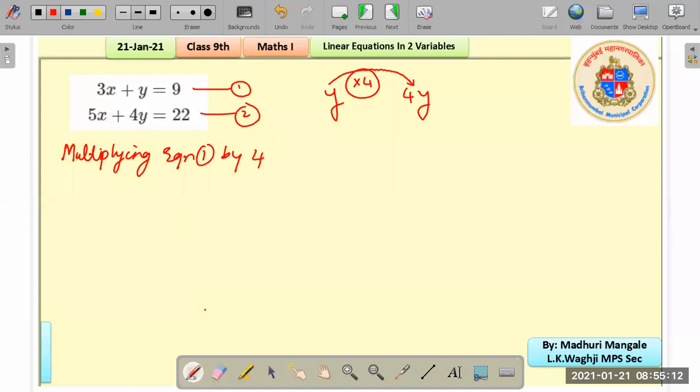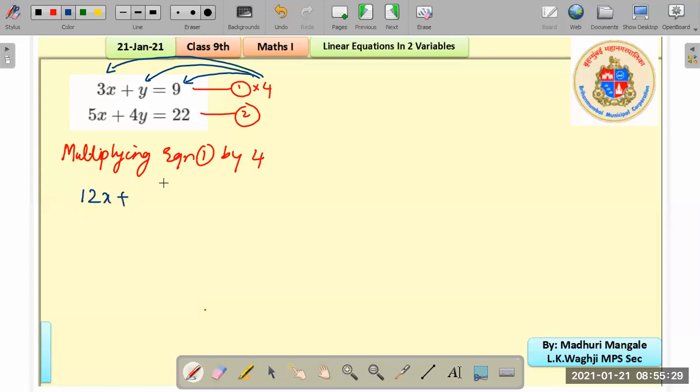So multiplying equation 1 by 4, what do we get? We are multiplying this 4 to each and every term, okay? So 3x times 4 is 12x, plus y times 4 is 4y, equals 4 times 9, that is 36. This is equation 3.